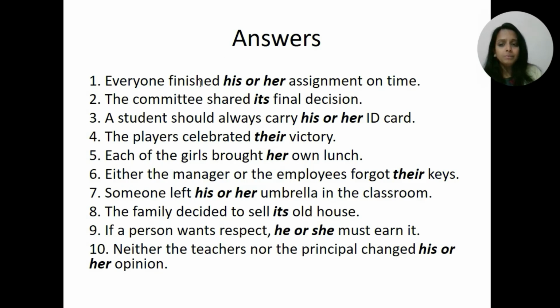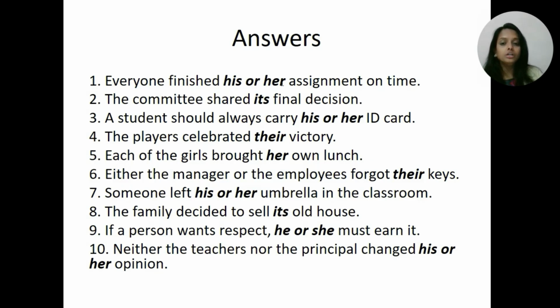Then, the committee shared its final decision. So, committee is a collective noun acting as a single unit in this sentence. So, the singular pronoun, its, is the correct word. A student should always carry his or her ID card. So this one we have already seen in the example. It's very easy. The players celebrated their victory. So here players is a plural noun. So the plural pronoun their is required.